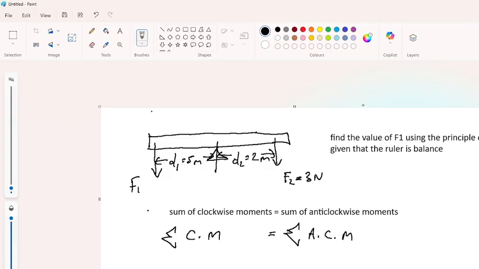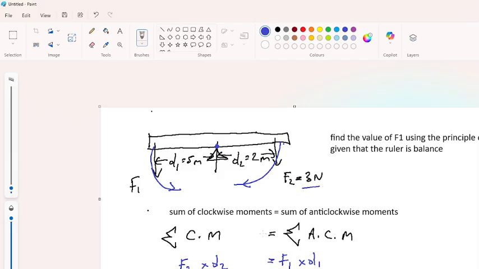Clockwise would be if I pull down on this here and there's a pivot, like a door, and I pull it, the door is going to swing this way. So I'm pulling this way, ignoring the other force. F1 will cause it to spin clockwise. So F1 times D1. When I pull down on the other side, F2 will cause it to spin anti-clockwise. So I'm going to put that there. And I just need to find F1, so that's our unknown.